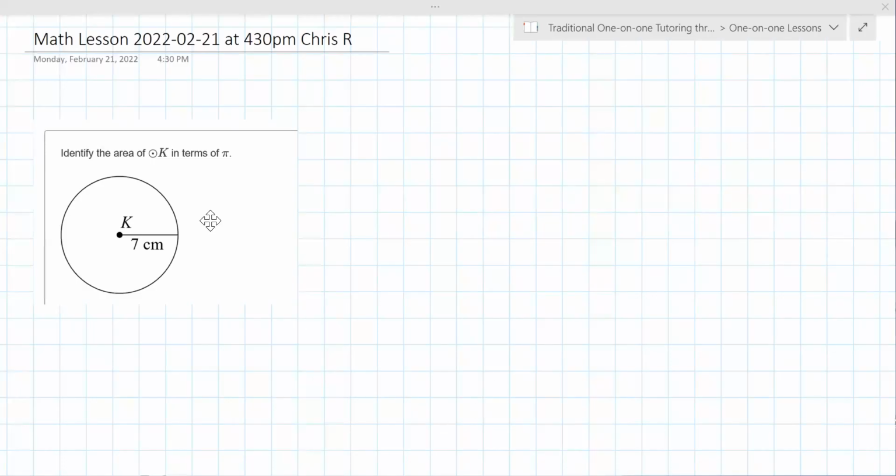All right, so if you're seeing my screen, it says to identify the area of circle K in terms of pi. So they're just referring to the center of the circle. The area of a circle is pi r squared. You probably saw this in a previous class. What is the radius in this problem? 7. So what is the area?